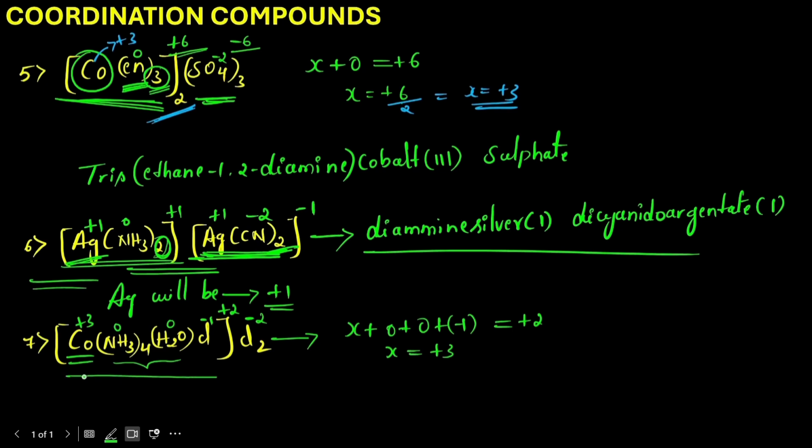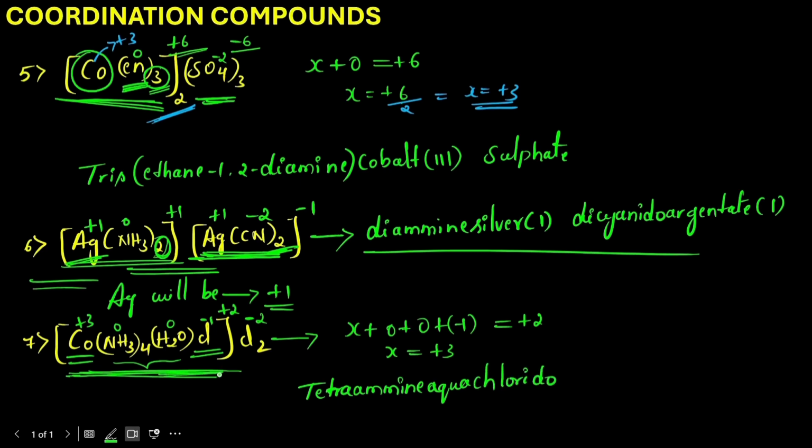The cation should be named first. Here we have the ligands ammine and aqua. So among these two, ammine comes first according to alphabetical order. Therefore, how many ammine ligands are there? 4. The prefix is tetra. Okay, tetraammine. Then comes aqua. Then comes chlorido.